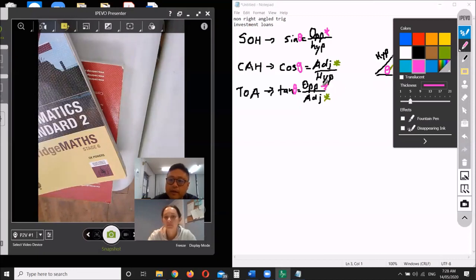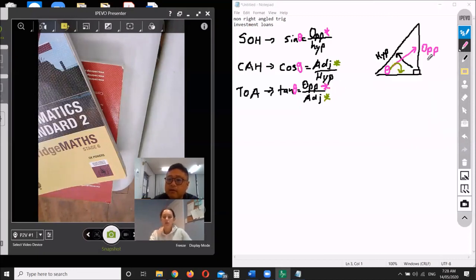Now, this only works when it's a right angle triangle. That's right, it only works with right angles. So right triangles only.